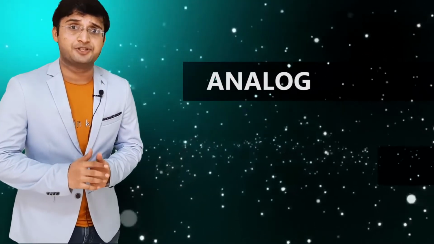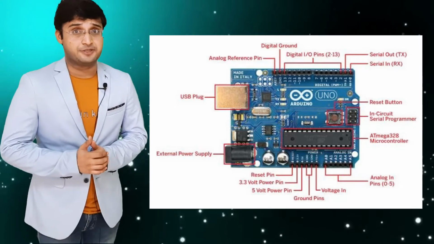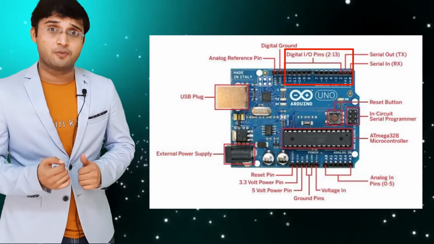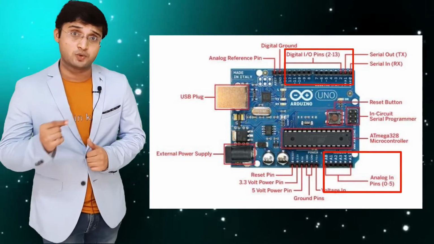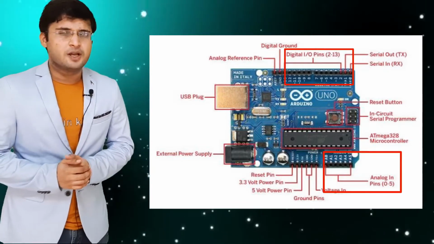In this discussion, two words are required to understand: analog and digital. I have told you that there are two types of pins, digital pins and analog pins. We have 14 digital pins, from 0 to 13. For analog, we have A0 to A5. Now what is the difference between analog pins and digital pins? That is very important to understand.